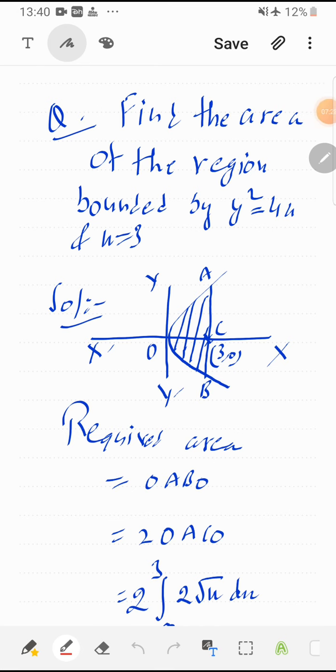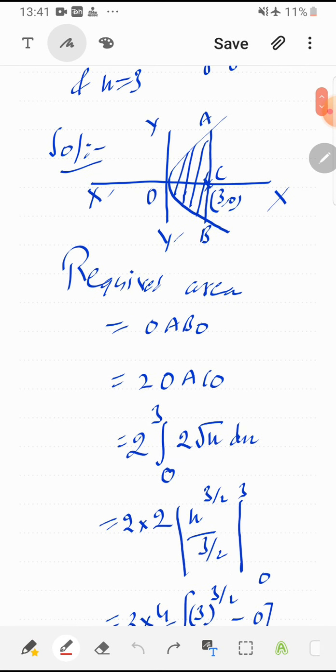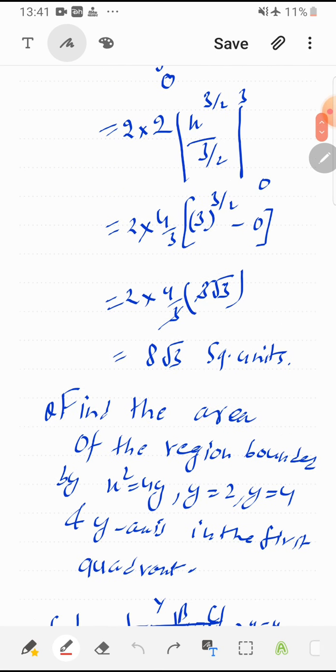Similarly, we can find the area of the region bounded by y square is equal to 4x and x is equal to 3. Clearly it's again a right hand parabola and limits are given because x is equal to 3 is a vertical line. So 0 to 3. And the required area is OABO, which is actually double of OACO. Then again put y is equal to 2 root x, limits are 0 to 3, and the rest we can find after solving the limits.